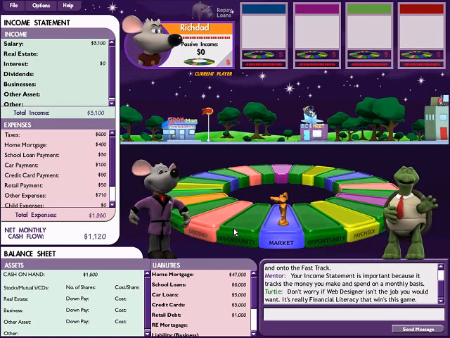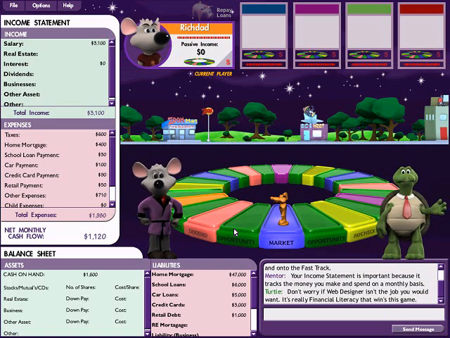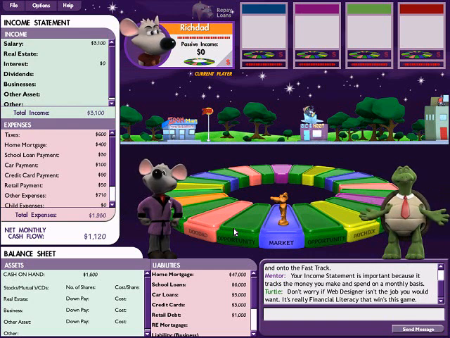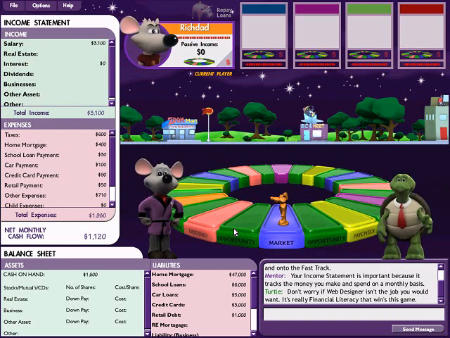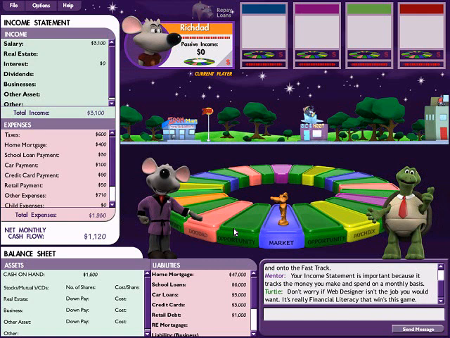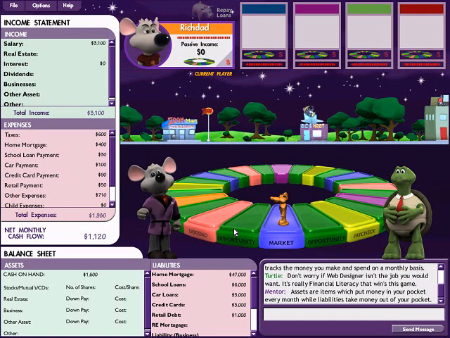Don't worry if it's not the job you would want. One of the important things about Cashflow 101 is no matter what your job is, it's financial literacy that really wins the game. That's right.